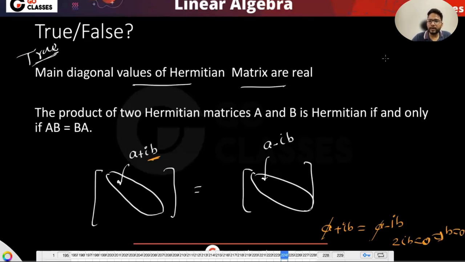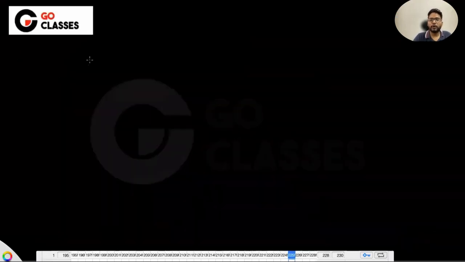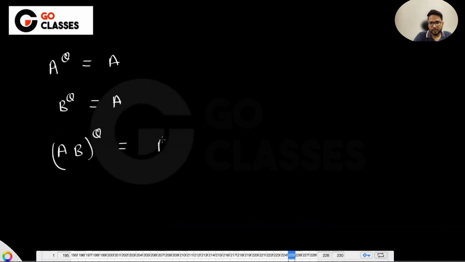What about this? The product of two Hamiltonian matrices A and B is Hamiltonian if and only if AB equals BA. Okay, let's just see. The product of two Hamiltonian matrices, which means they are given like this. Okay, these are Hamiltonian matrices. And then they are asking whether AB is Hamiltonian, which means they are asking this. It is possible if and only if AB equals BA.